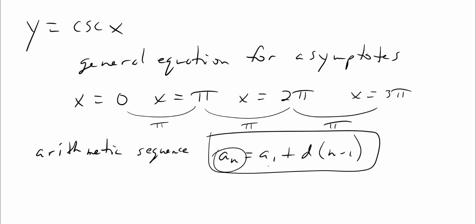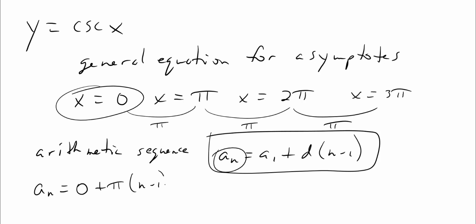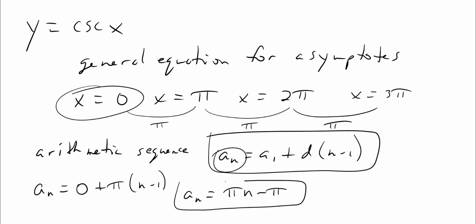Okay, so let's plug in. Let's start out with a sub 1 as 0. It doesn't matter, we can use pi, 2 pi, 3 pi. So I'm going to say a sub n is equal to a sub 1, 0, plus d. D is pi times n minus 1. All right, so if I simplify this and distribute, I get pi times n minus pi. This is it, math fans. Now, you can even make it simpler and just have pi n, but this is acceptable too because it works for every value of n. You can give me any value of n and it'll give you an asymptote. N is 10, 20, negative 3, n can be any value.